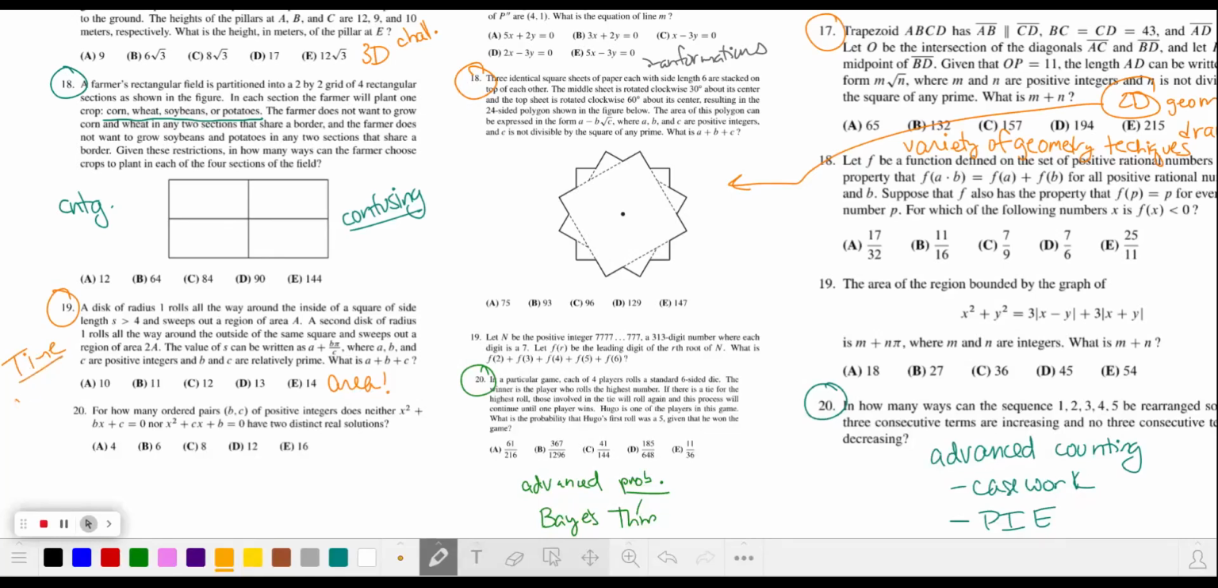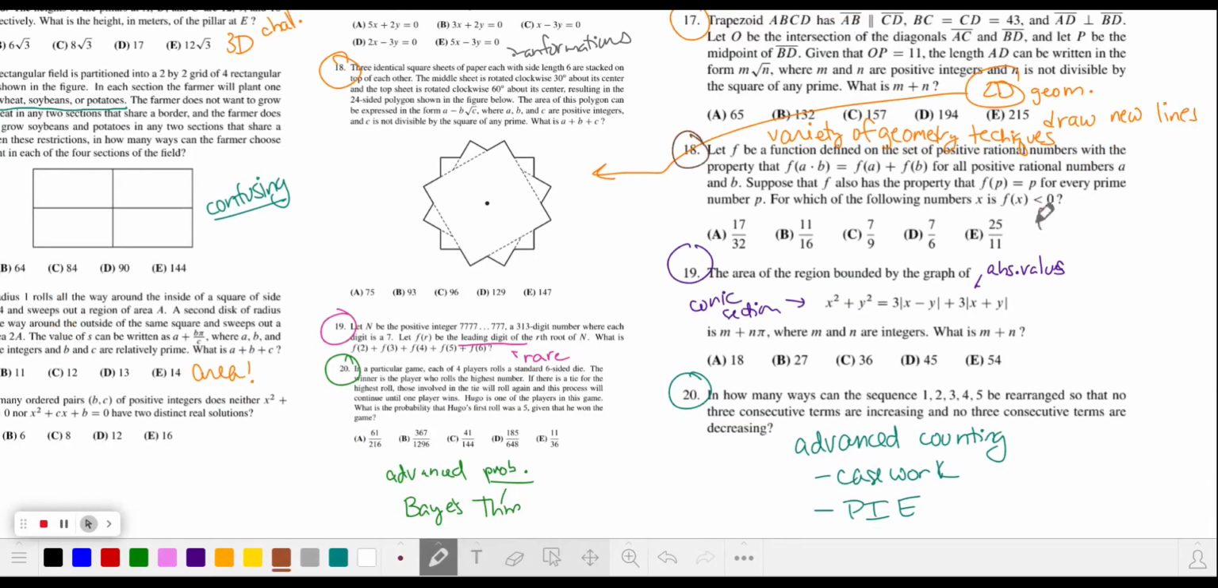I found this one to be pretty time-consuming, although it is fairly straightforward. Here's another number theory problem where you're trying to find the leading digits. I've not seen a problem like this before. But over here, again, we see another conic section, a circle, and absolute values. I actually see this combination a lot on the AMCs.